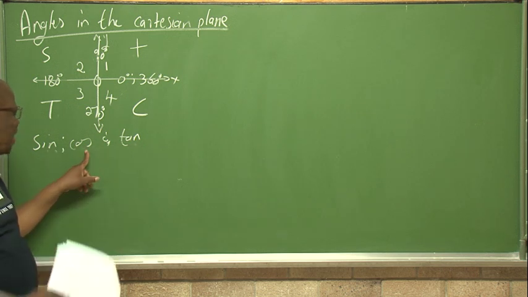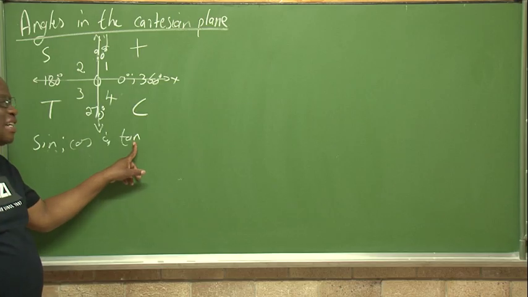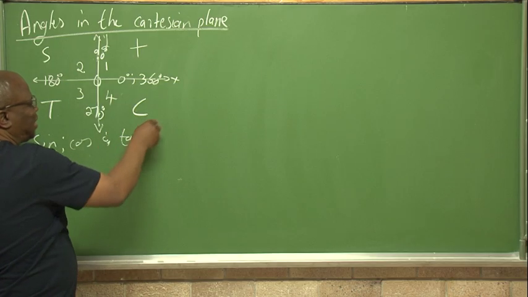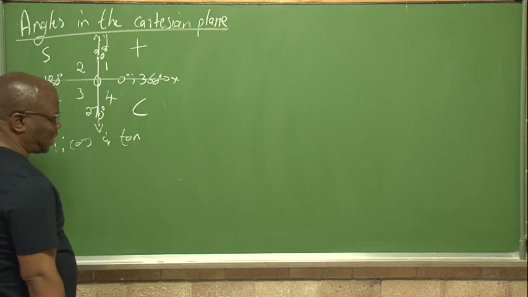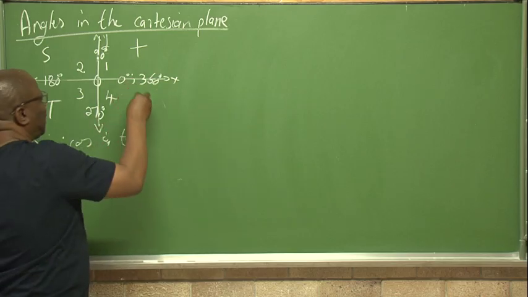The cosine of 300 will give you a positive answer. The tangent of 300 will give you a negative answer. So all the trig ratios in this one yield negative except for cosine. So this diagram here, we call it the CAS diagram.